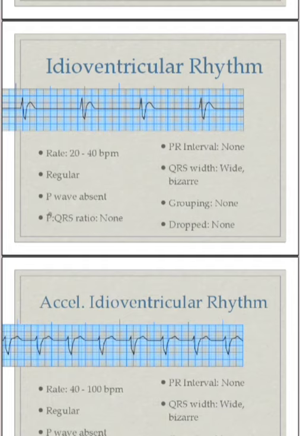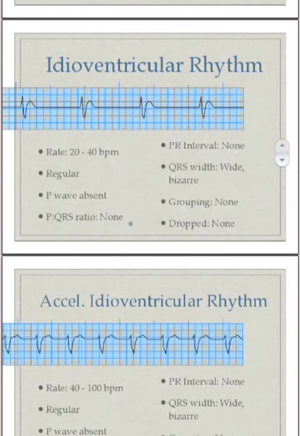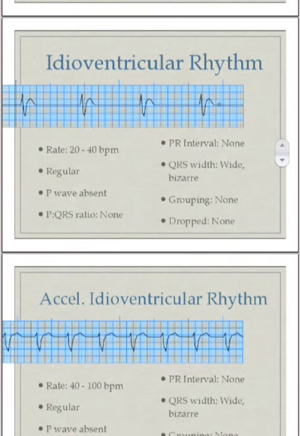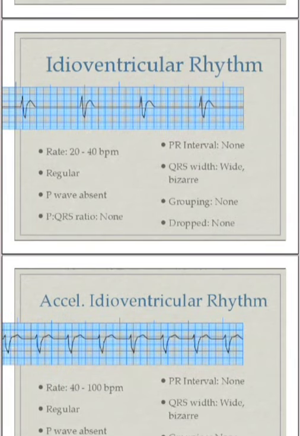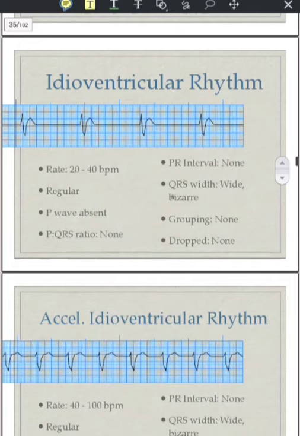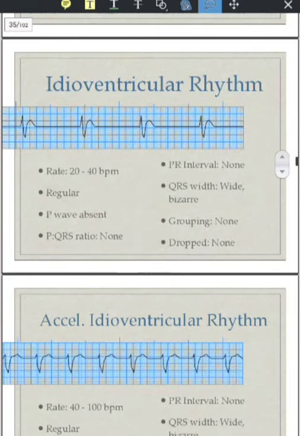P wave is absent because sinus node is not present. P to QRS ratio is none. PR interval is none because there is no P wave. QRS width is wide, right? This rhythm is wide because the current is passing through the ventricles for more amount of time. In ventricular rhythms, you are going to have wide QRS complex. Just remember this thing, right? And if at all present, it is going to be bizarre. There is no grouping or drop beats. It is called idioventricular rhythm. Only thing which are different is QRS width is wide and bizarre, and the rate is 20 to 40 per minute.